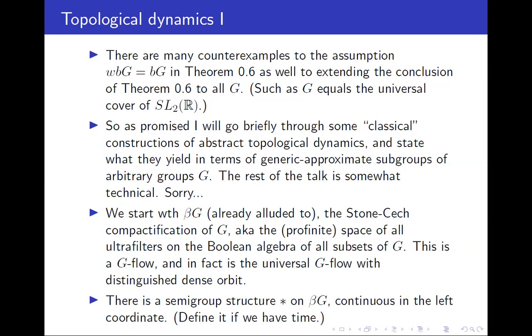Now, beta G has a certain semigroup structure, which if somebody wants, I can give the definition of it. It's not going to be particularly enlightening, but it has a semigroup structure. It just means an associative map from beta G across beta G to beta G, which is called star, which is continuous in the left coordinate. So I'm going to use P and Q for these members of beta G. It means that you fix Q, then the map P to P star Q is continuous. That means left continuous.